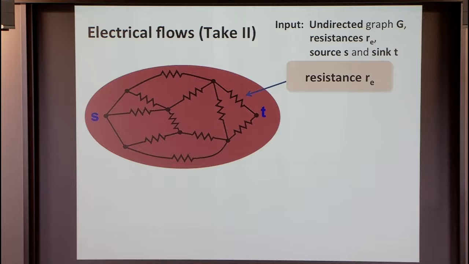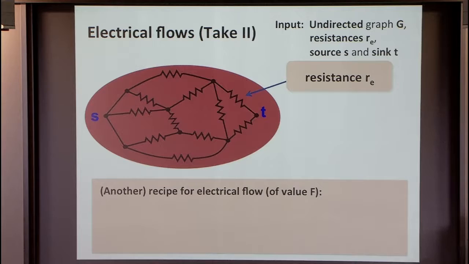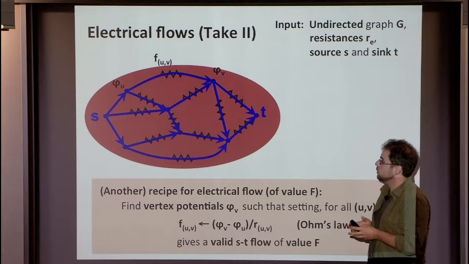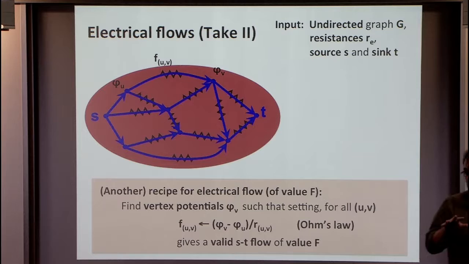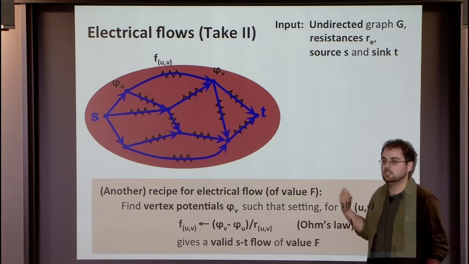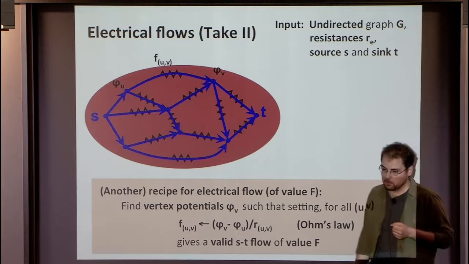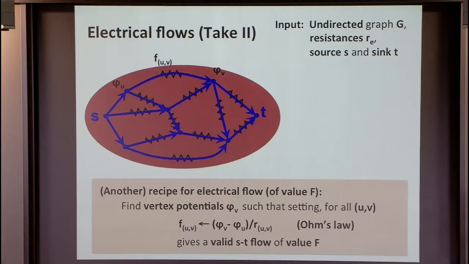A better definition, more mathematically amenable, is the one that John also mentioned in his last talk. Namely, one way of viewing what an algebraic flow is, is this: it is the unique valid s-t flow of prescribed value F that is induced by potentials via Ohm's law. Essentially, the algebraic flow has this unique property that there exist vertex potentials that will induce it via Ohm's law.